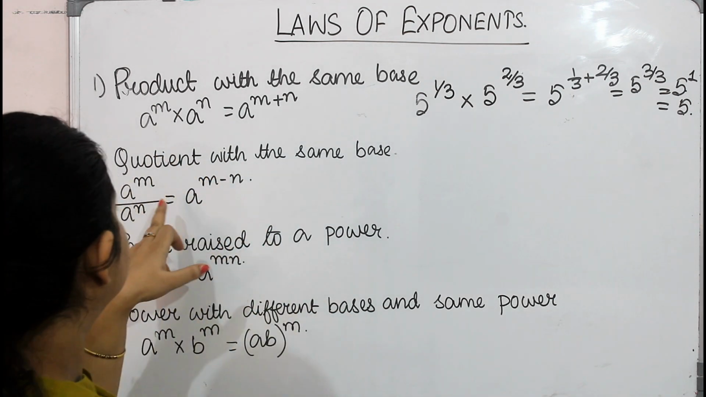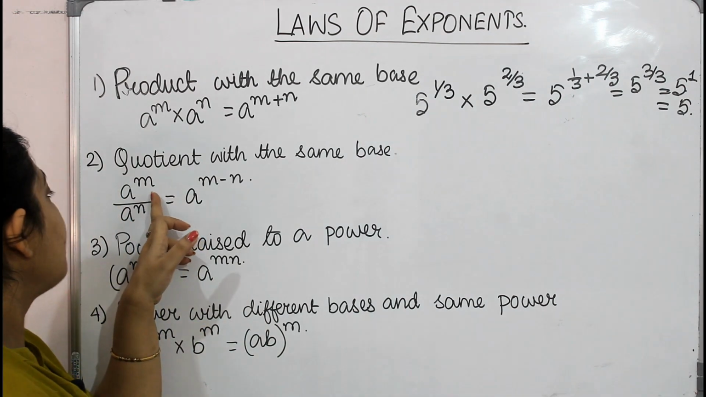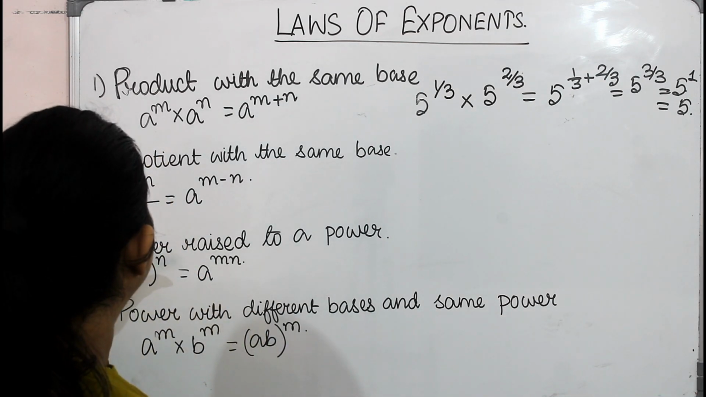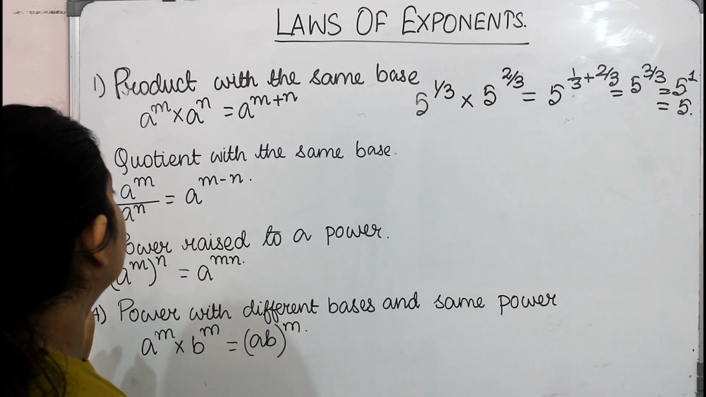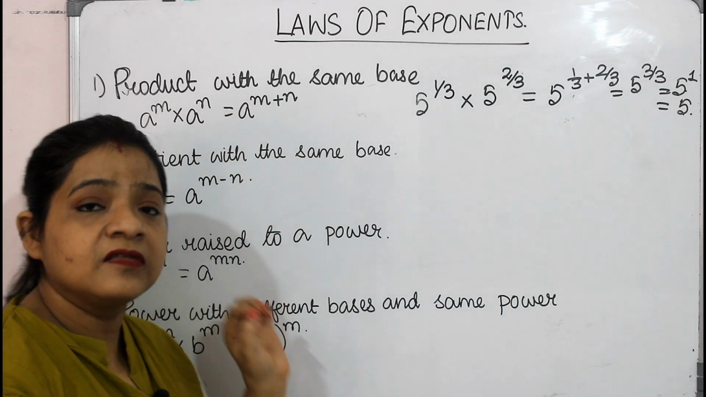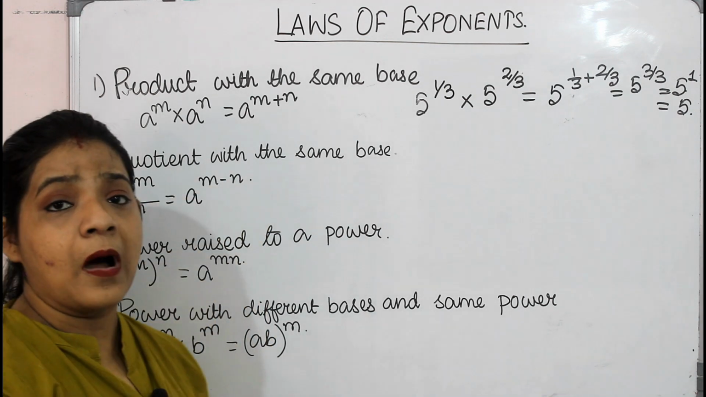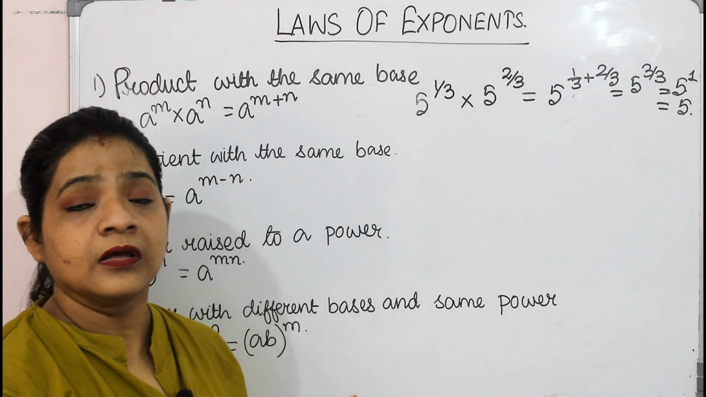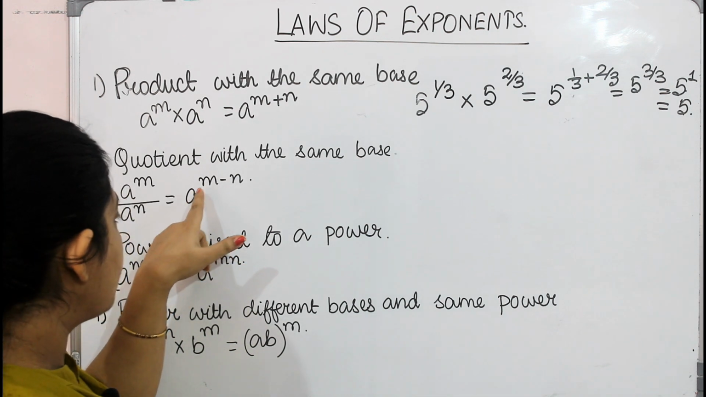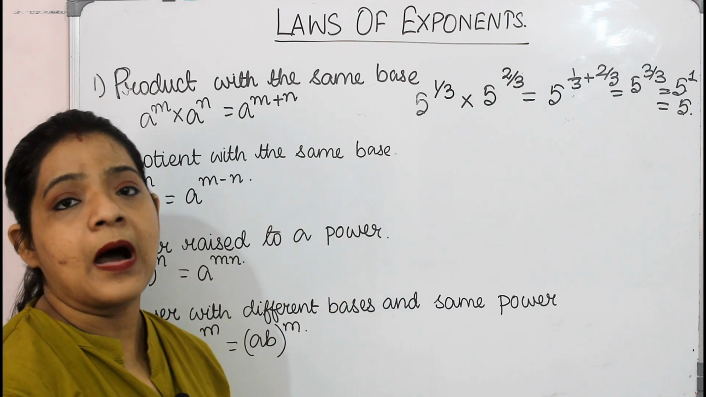The next is the quotient with the same base. So a to the power of m divided by a to the power of n. You have the base a in both cases and different powers m and n. Under this case, what will you do? You will just subtract the two powers in case of division. So a to the power of m minus n means you are subtracting the powers.